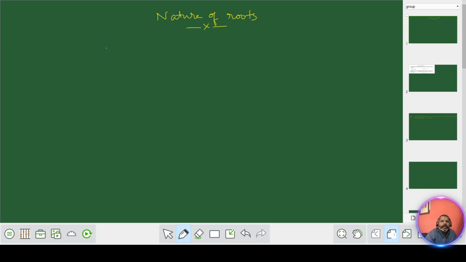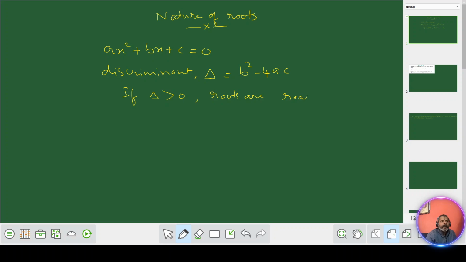The standard quadratic equation is of the form ax square plus bx plus c equal to 0. This is the quadratic equation. Here, discriminant is denoted by the small triangle symbol. It is b square minus 4ac. If discriminant is greater than 0, roots are real and distinct.